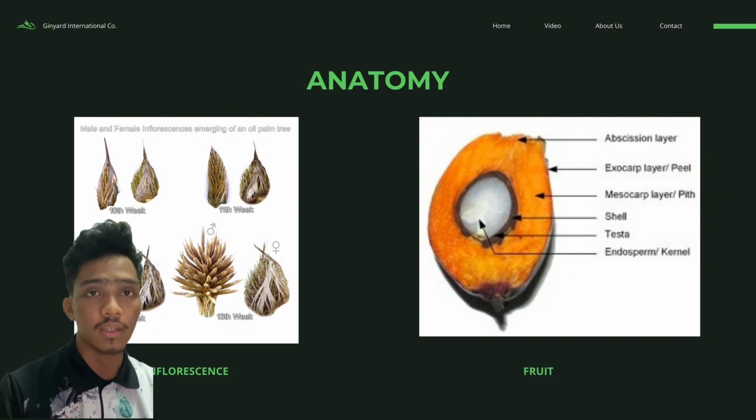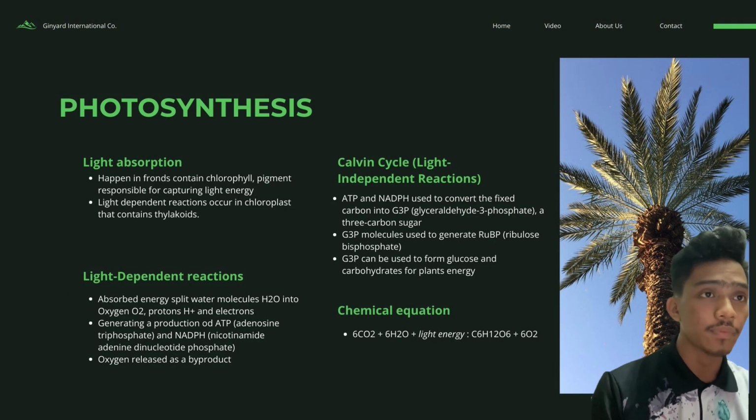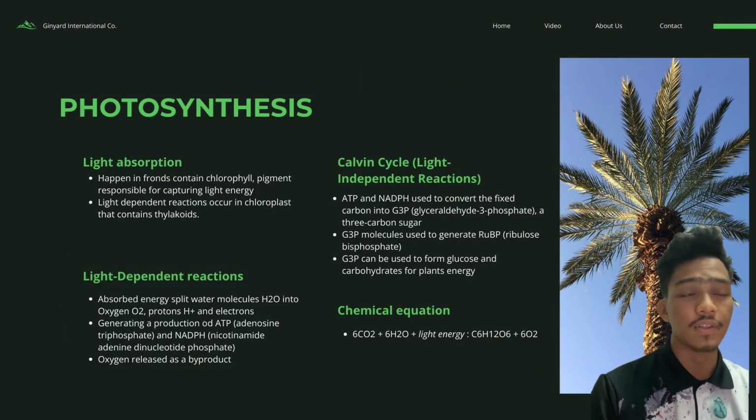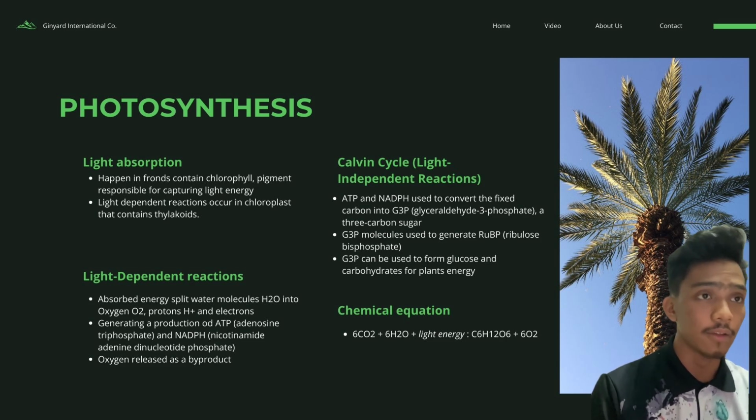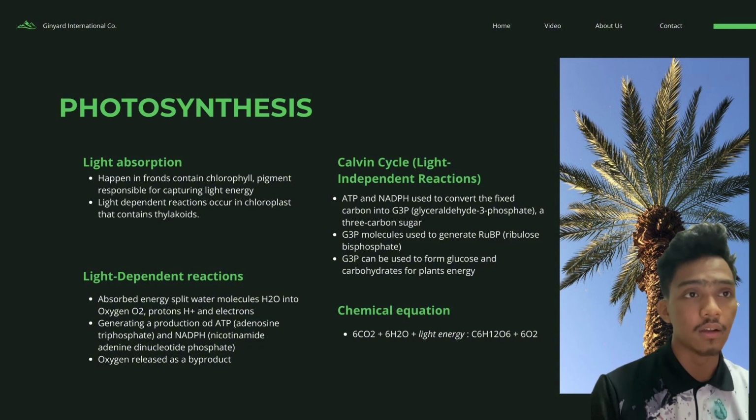Next, we go to the photosynthesis process. In photosynthesis, I will talk about the 4 main processes. The first process is light absorption. Light absorption happens in fronds that contain chlorophyll. Chlorophyll is a pigment that is responsible for capturing light energy.